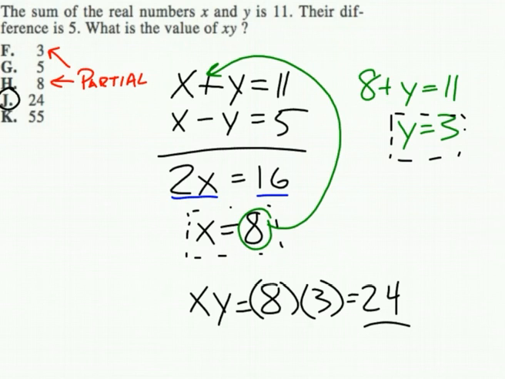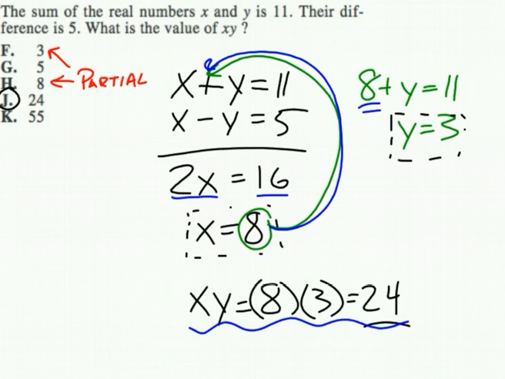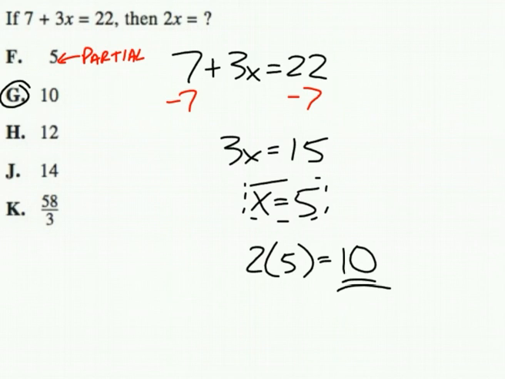It says what's the value of x times y. So I need to keep going and find y, which means I'm going to take that 8 and plug it back into either original equation. Doesn't matter which one you choose. I choose the first. So I get 8 plus y equals 11. Subtracting 8 over, my answer is 3. Again, partial answer, F. And then it wants the value of x times y. X times y would be 8 times 3, or 24. Very tricky question. Last one is also tricky.